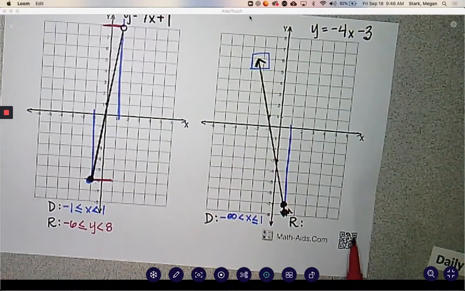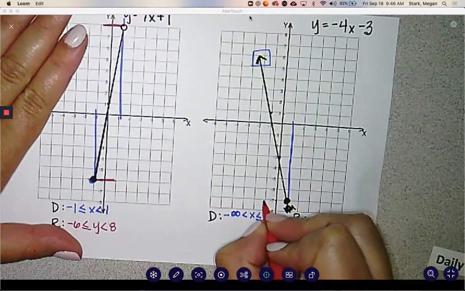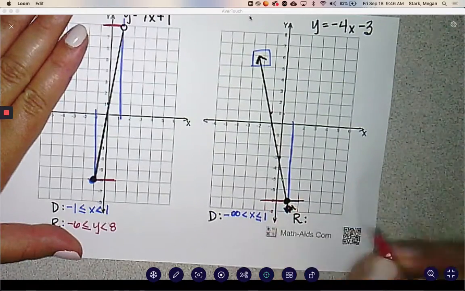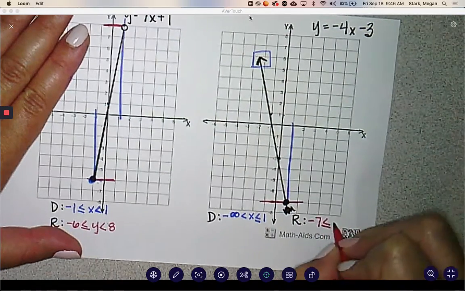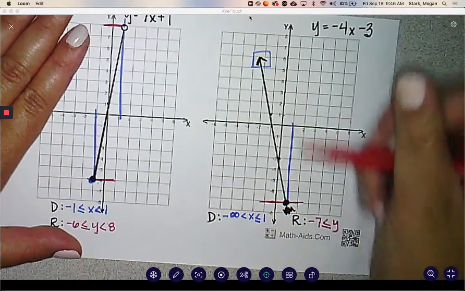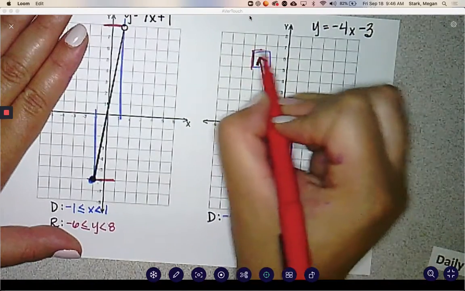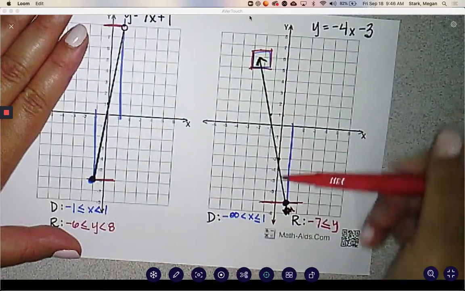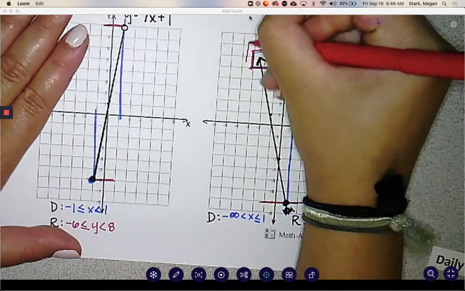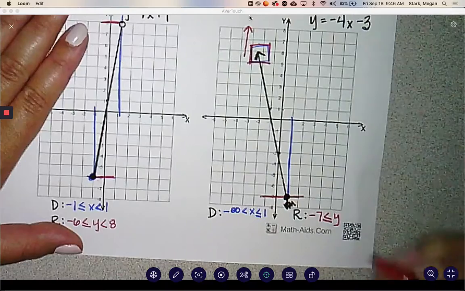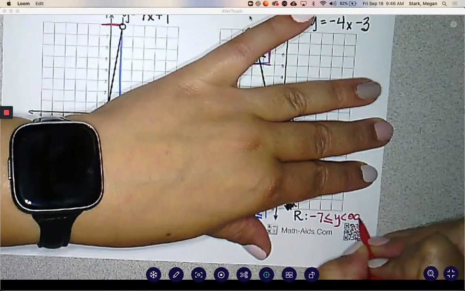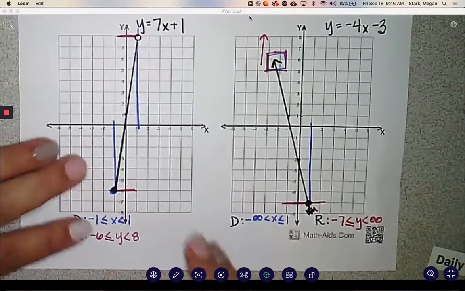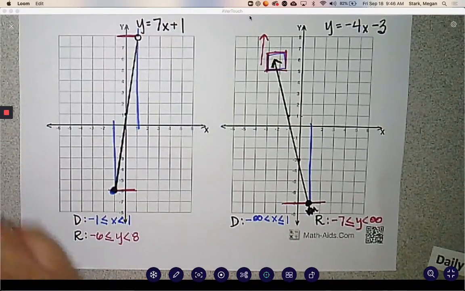So range is from lowest to highest. Okay? So range, our lowest, is at -7 with a line underneath it, y, the arrow. Okay, that arrow still means in terms of y that we're going up, which means to positive infinity. Okay, so those are some examples with linear equations.